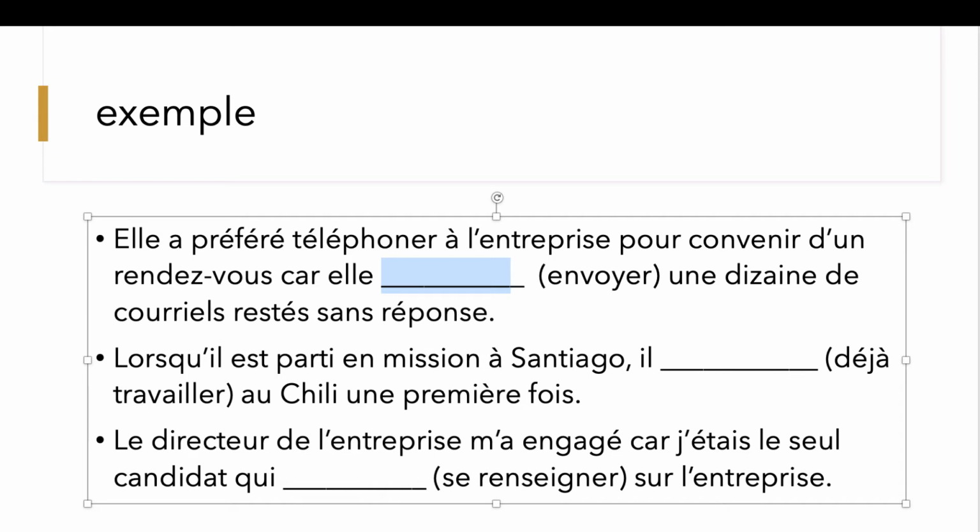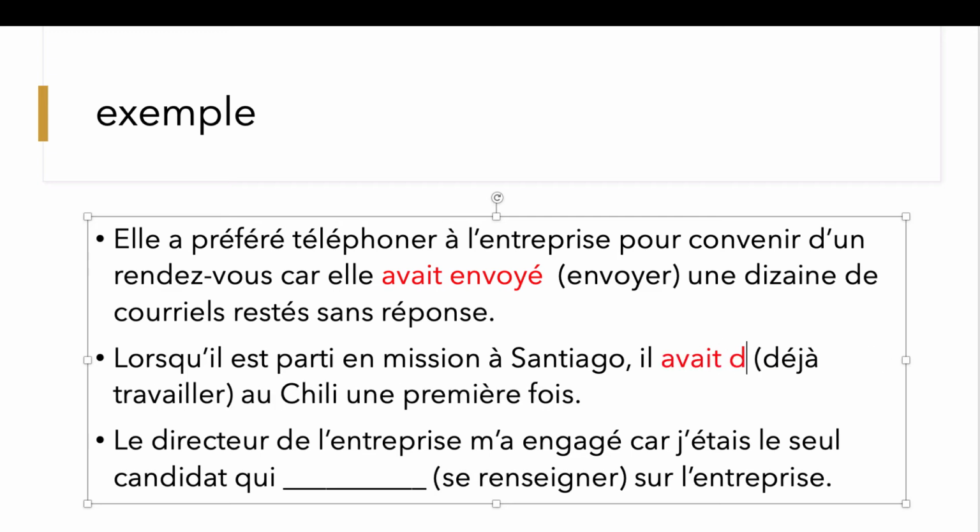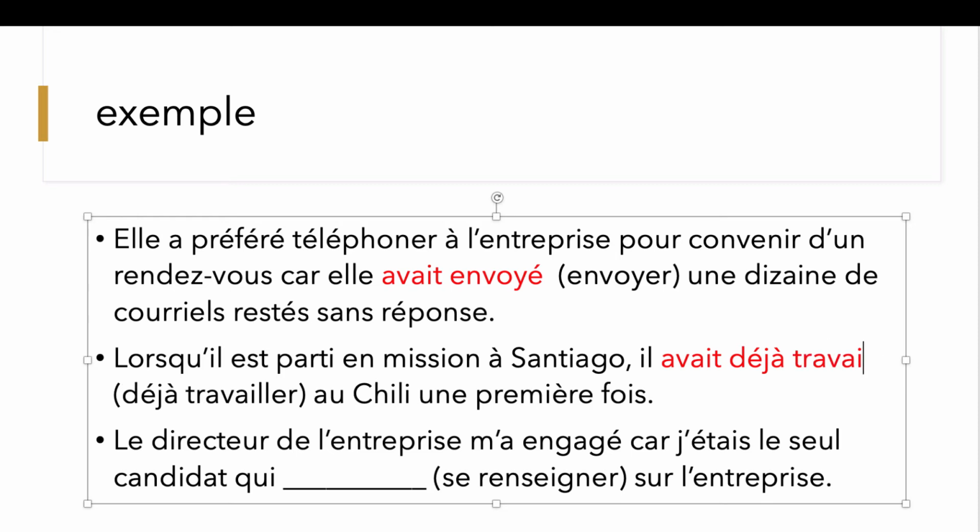No. So what we're going to do, let me find my red pen. Avait envoyé, right? Remember, if it's not part of Dr. Mrs. Van de Champ, it's clearly not a pronominal verb. We're going with avoir. And what's avoir in imparfait? Avait, and then the participe passé. Okay, remember, I'm not adding an e because it's not être. Okay. Lorsqu'il est parti en mission à Santiago, il déjà travaillé au Chili une première fois. Travailler, we'll know, again, it's not part of Dr. Mrs. Van de Champ, so we're going to be using avoir travaillé.